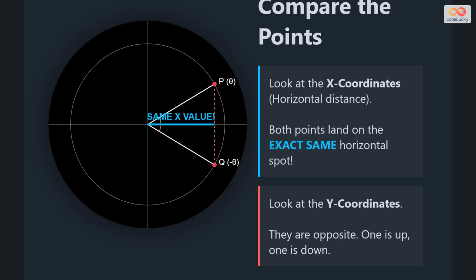Here is the key observation. Look closely at where these 2 points are located. While their vertical heights are opposites, notice their horizontal position. Both points are exactly the same distance to the right of the y-axis. They share the exact same x-coordinate.